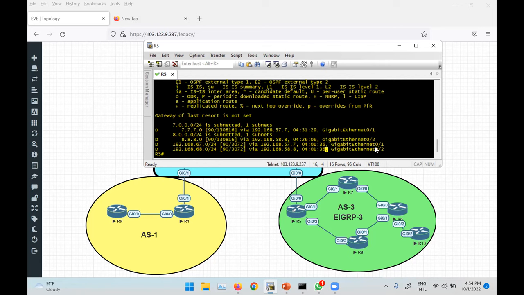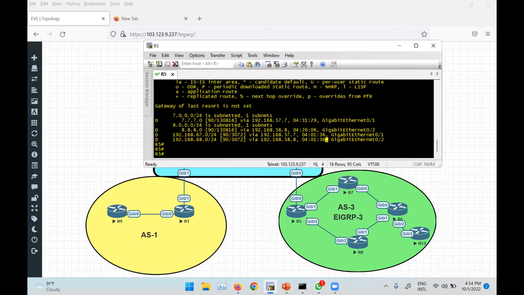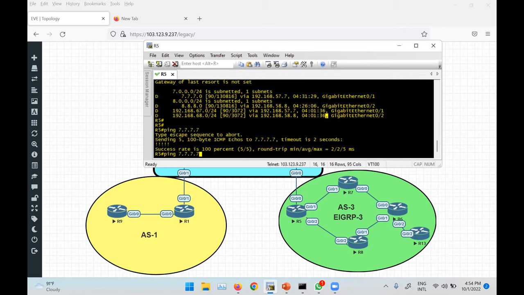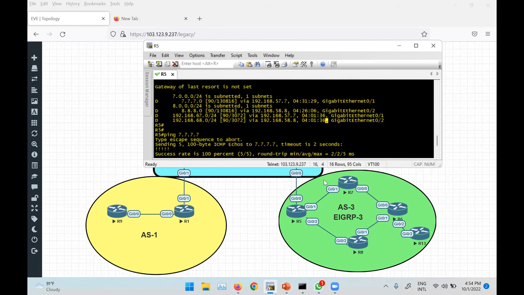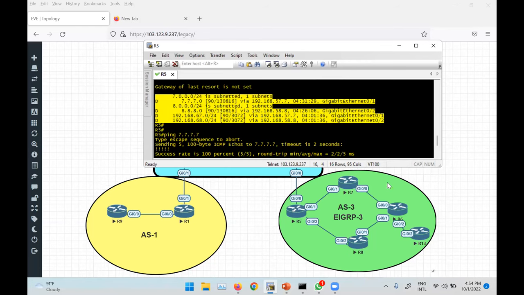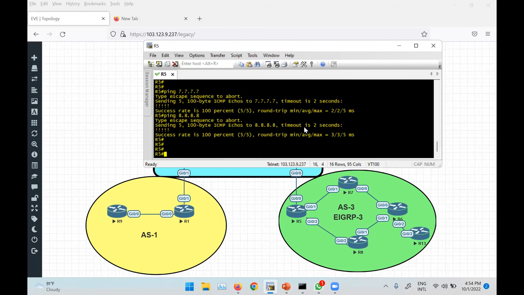That means you are not getting the R6 and R13 loopback interfaces, so we have to check over there. Before that, we will check whether we are getting R7 and R8 correctly or not. So ping R7 loopback. You are getting it here, and also 8.8.8.8. So it's okay from our side. So the problem is we are not getting the 6 and 13 loopback interfaces, right? There's the issue in R5.